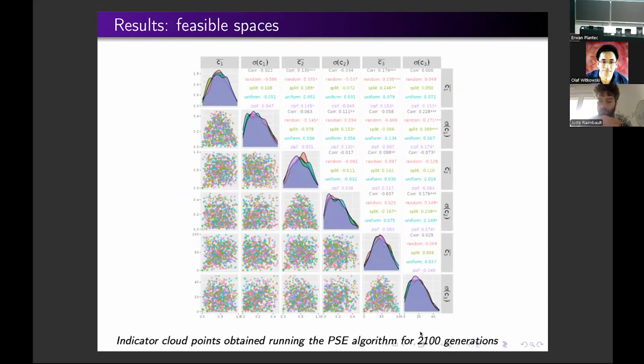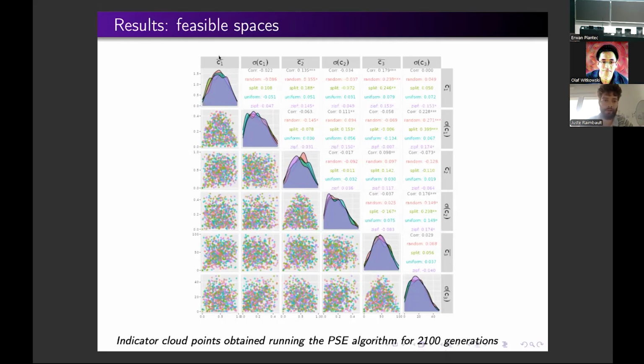You can never know if the algorithm has totally converged, but when the number of new patterns discovered is very slow, then you can say, okay, it's already fine. I have quite a good coverage of the feasible space.